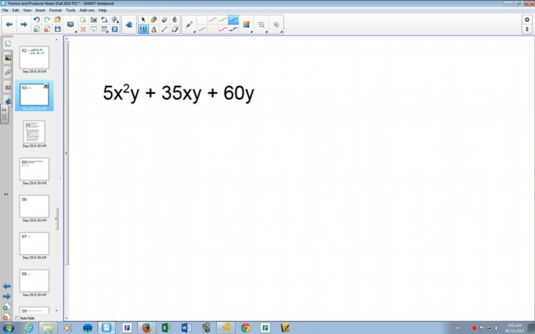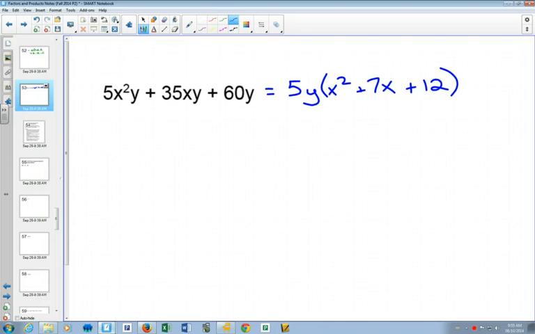This one, the number that you can pull out, you probably saw the 5 right away. Could you see that there's also a variable in common in each of the 3? All 3 of them have a y, so you can pull out that y as well. When I pull out a 5y, for the first term, when the 5 and the y are taken out, I'm left with an x squared. For the second term, when a 5 and a y are taken out, I'm left with 7x. Finally, in the last one, I'm just left with 12.